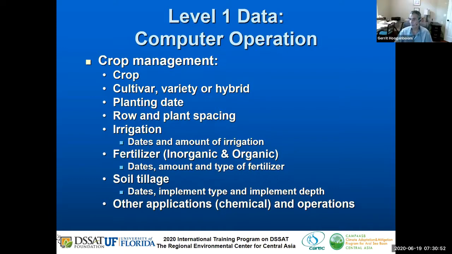We realize that not all crops are irrigated, but if the crop is irrigated, we need to know when the crop was irrigated, so we know the irrigation dates, and we need to know how much water was applied.